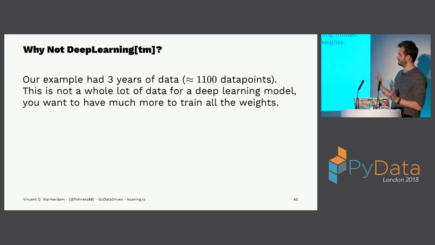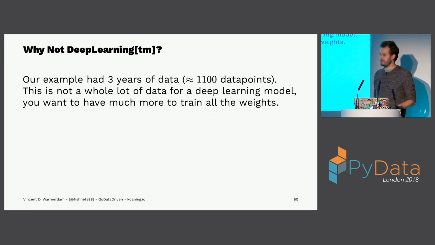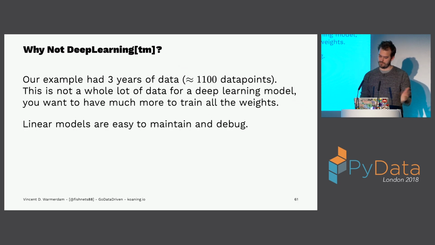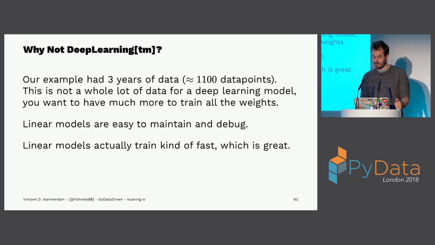There's two types of machine learning models. You got the Panda, that you really want to care for, you want to optimize perfectly. But in this case, if I got 1,000 models I got to train, I think this is decent for a general seasonal fit. Linear models are easy to maintain and debug. If something goes wrong, we can inspect it. Linear models are actually kind of fast to train, which is also kind of nice.